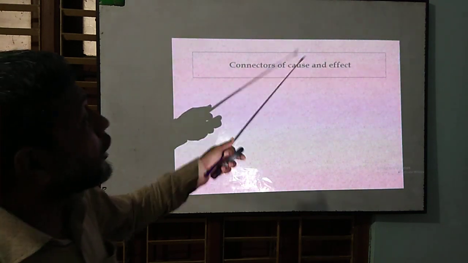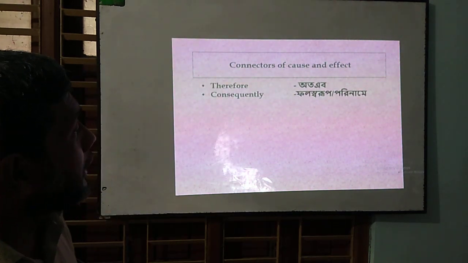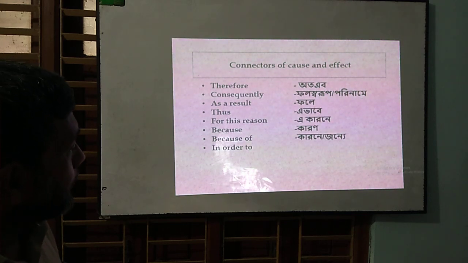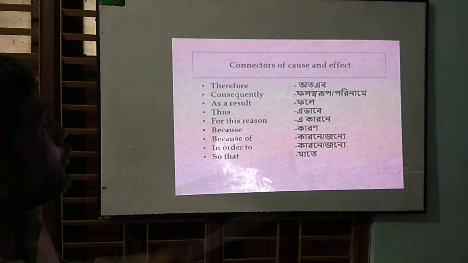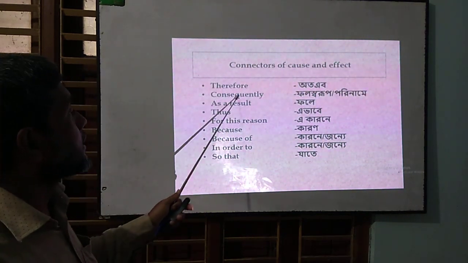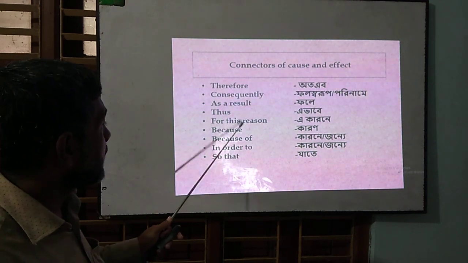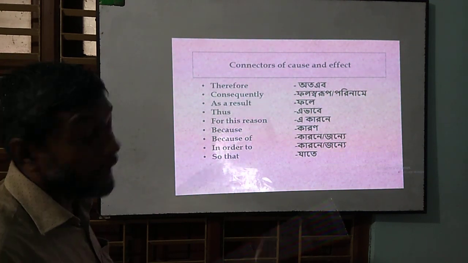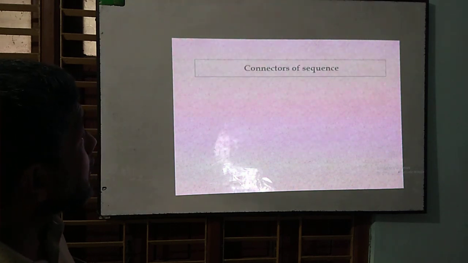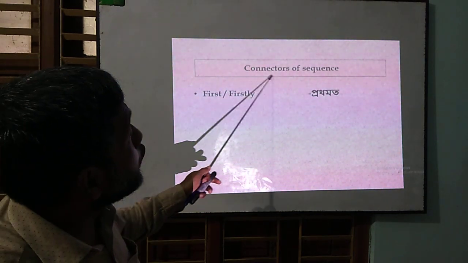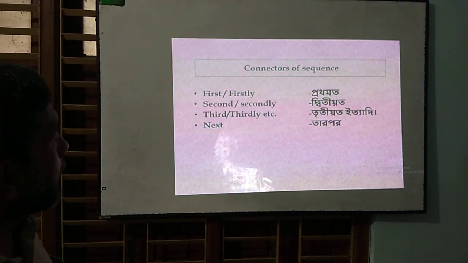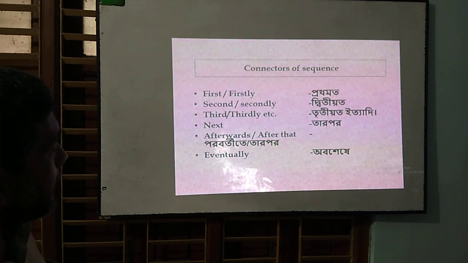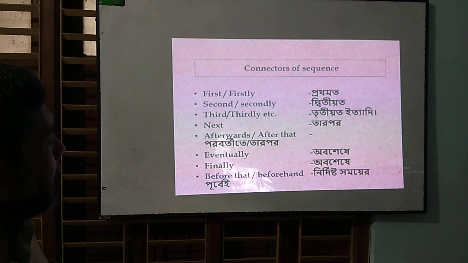And if you show any cause or effect in a sentence, then you can use this type of connectors. To show any cause or effect, you will use therefore, consequently, as a result, thus, for this reason, because of, in order to, or so that. Okay, dear students, if you would like to show any sequence, then you have to use first or firstly, second or secondly, third or thirdly, next, afterwards, after that, eventually, finally, before that, beforehand, etc.